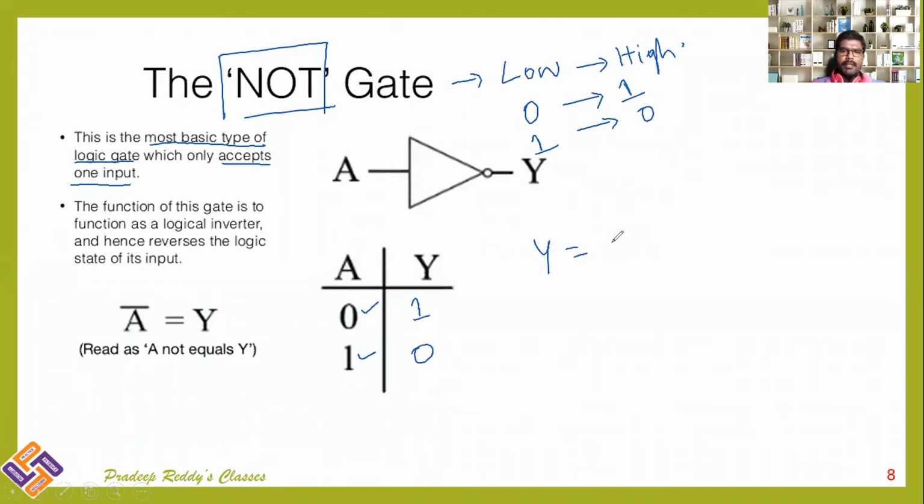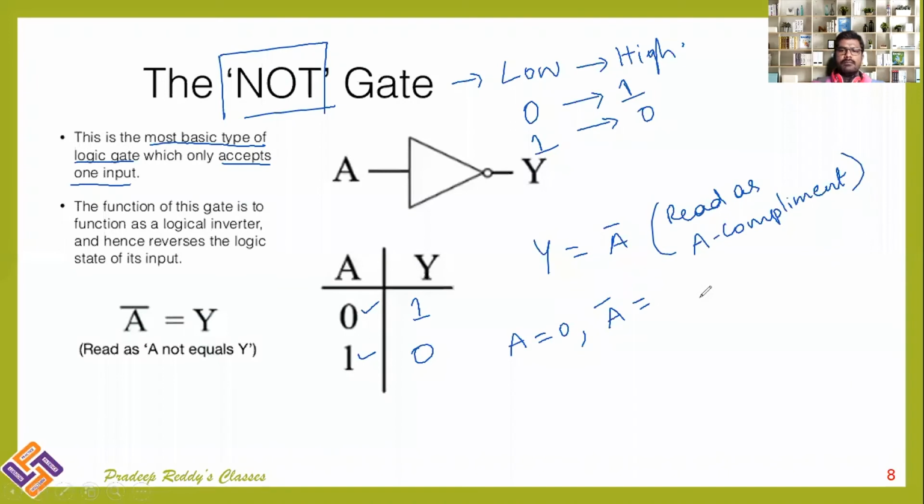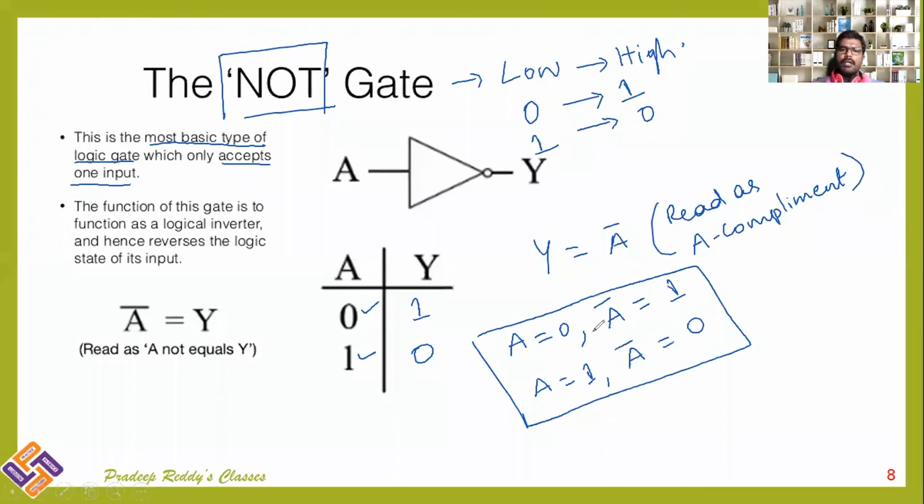And the logic will be Y equals A complement. You should call it A complement. Complement means if A is equal to 0, A complement is its opposite, that will be 1. If A is equal to 1, then A complement will be equal to 0. So if you are providing input A, the output will be A complement. That is the logic for the NOT gate.